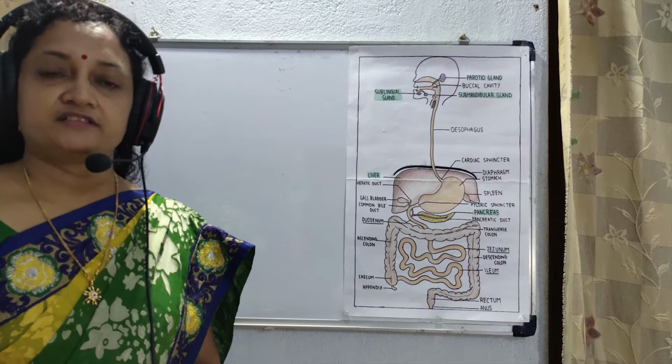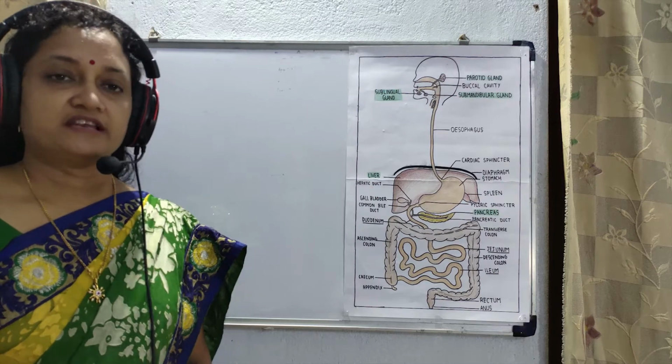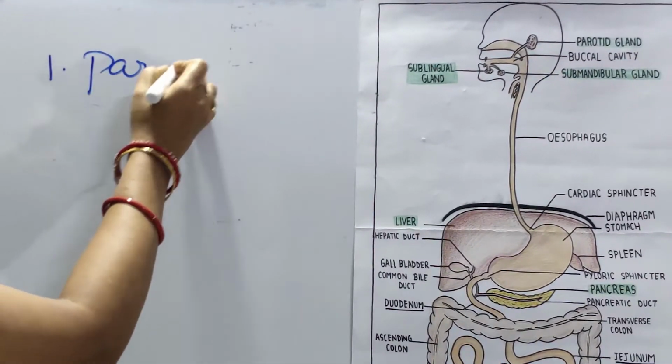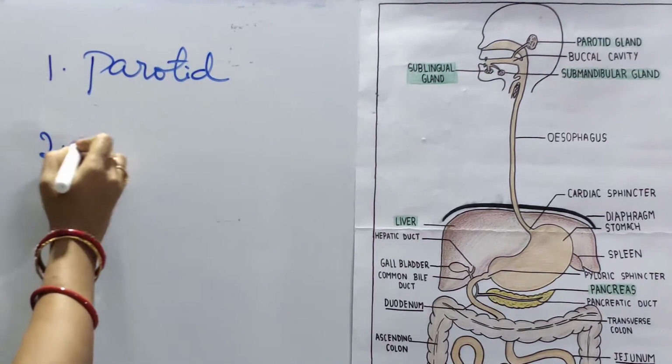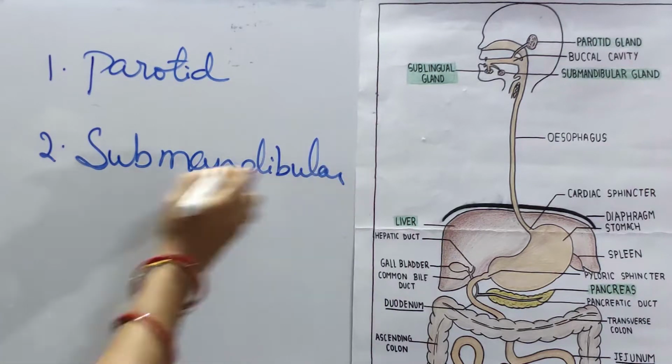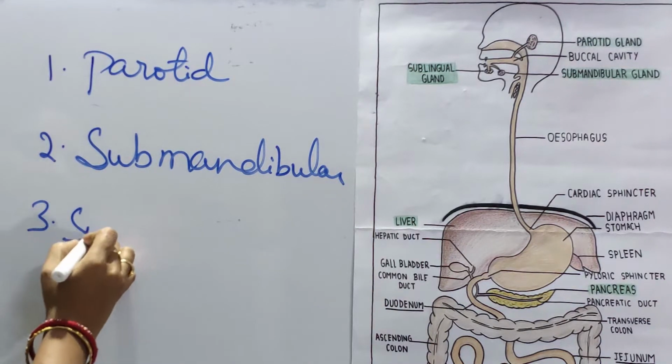So, the buccal cavity consists of 3 pairs of salivary glands. These are number 1 parotid glands, second submandibular glands, third sublingual glands.